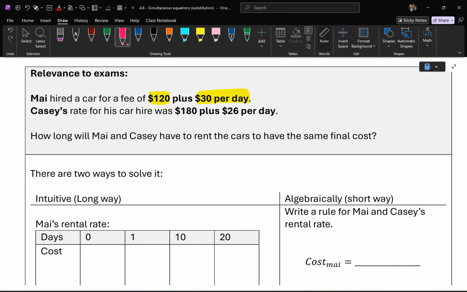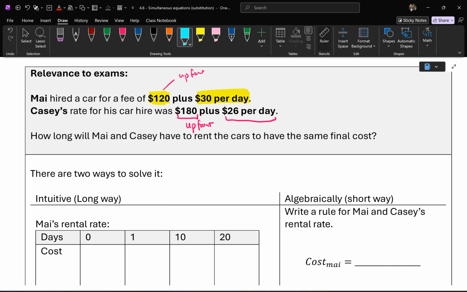Versus Casey's rate, which was $180, so a steeper upfront fee, but slightly less per day. The question is, which one is better value? Usually one will get more expensive than the other. We don't know which one. Do you want to fork up a lot more money at the start and pay a bit less per day, or pay less upfront and then a bit more per day? Which one works out better depends on the number of days you hire for.